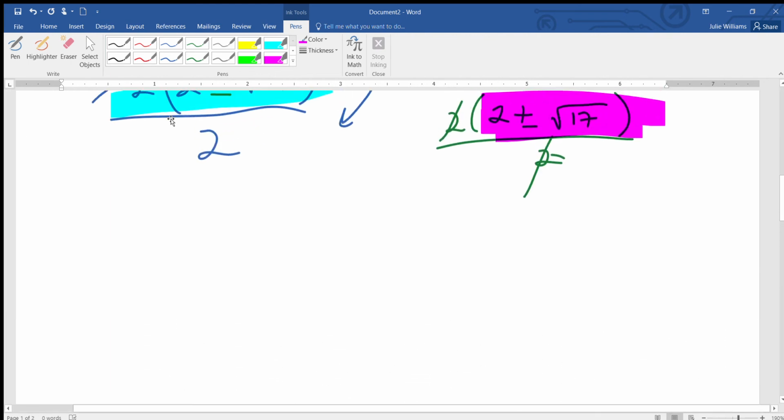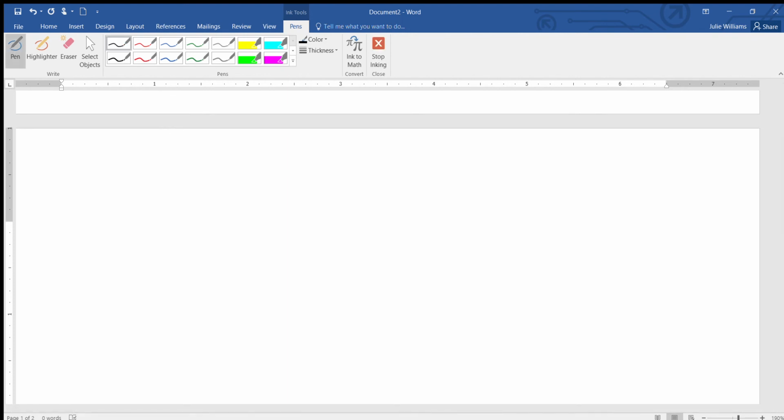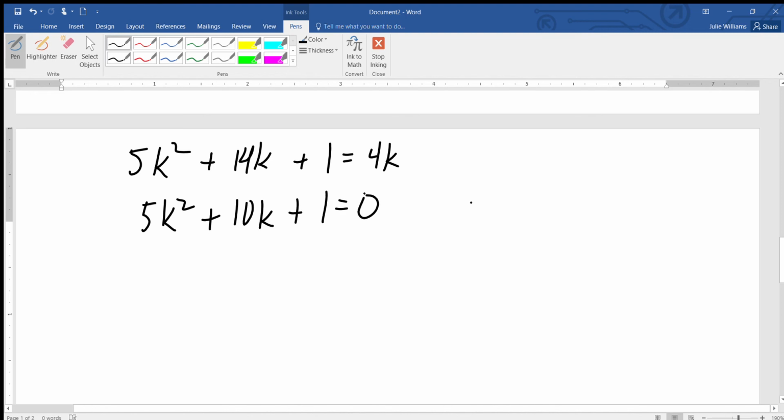All right, so let's start another one. Let's start it here. Okay. Last one. So this one is for the variable k. So 5k squared plus 14k plus 1 equals 4k. So I'll subtract the 4k on both sides. So 5k squared plus 10k plus 1 is 0. Identify your a, b, and c. So a is 5, b is 10. They're all positives this time, huh?